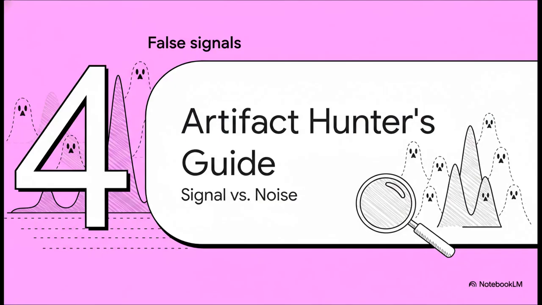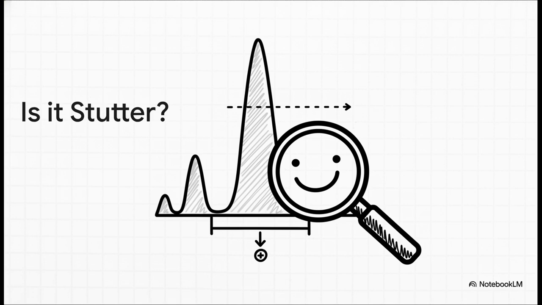Okay, let's switch gears. Sometimes the problem isn't a lack of signal, it's the presence of false signals. These artifacts, or ghost peaks, can really contaminate your profile. So here's a quick guide on how to spot them. First up, stutter. This is the most common artifact out there, and it's caused by the polymerase slipping during copying.